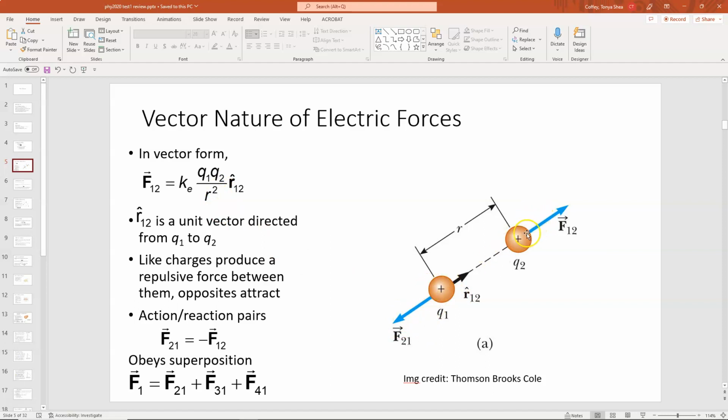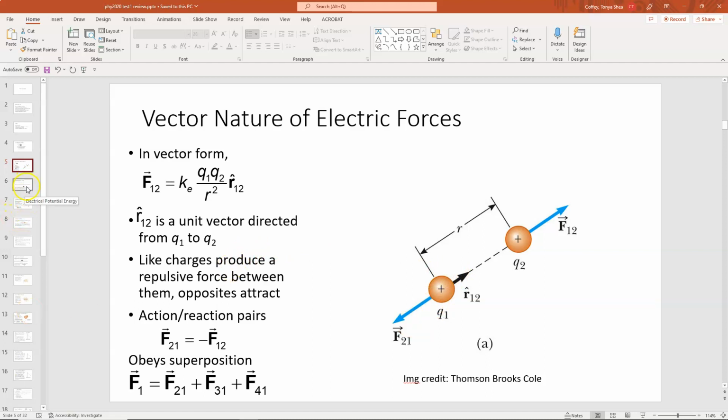If they're like charges, then they repel one another. As shown in the diagram here, the force from 1 on 2 is pointing away from the other charge, as is F21. These obey Newton's third law, so action-reaction, they have the same magnitude, but of course they point in opposite directions. The way that we define this is usually using spherical coordinates, so we have the r hat vector, which points radially outward from each charge.